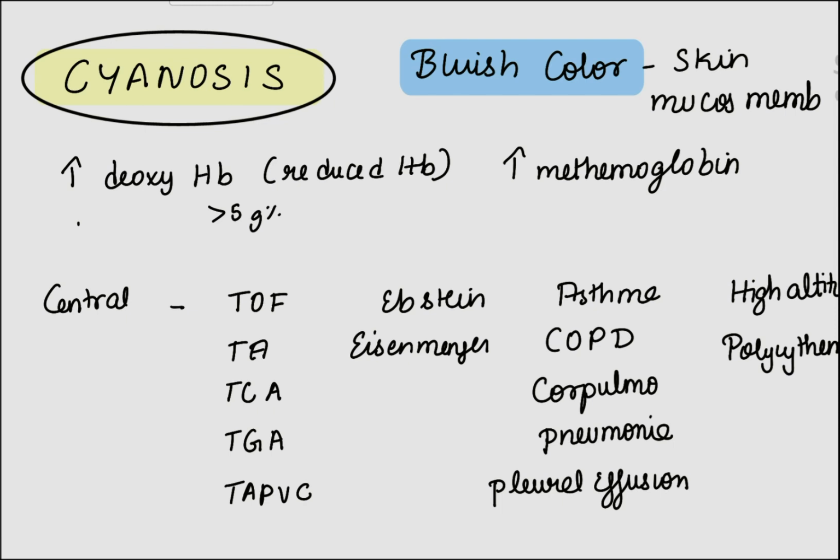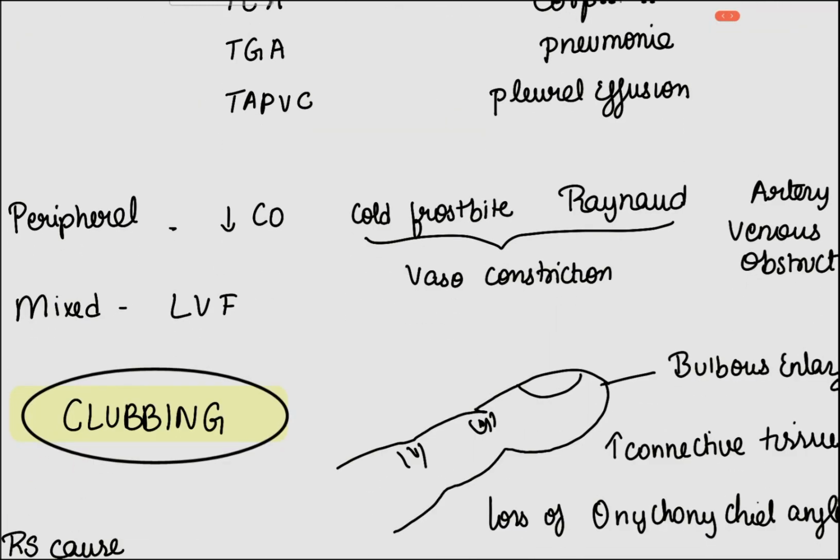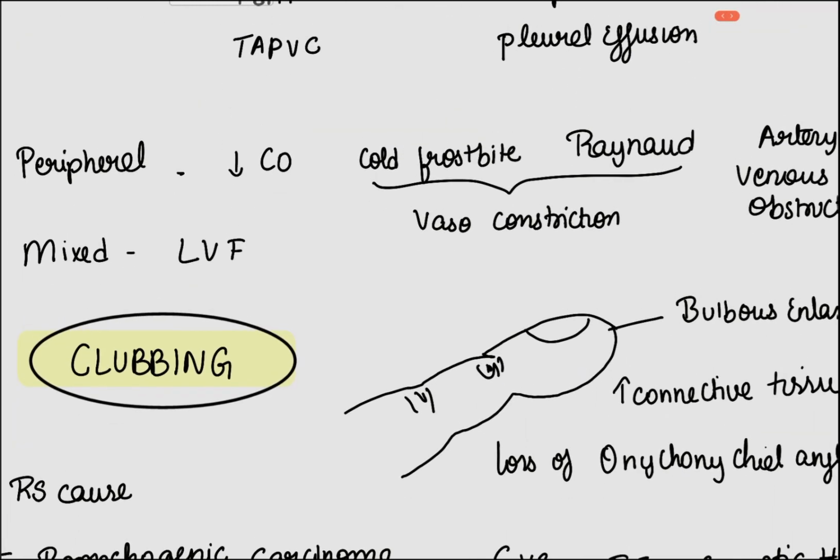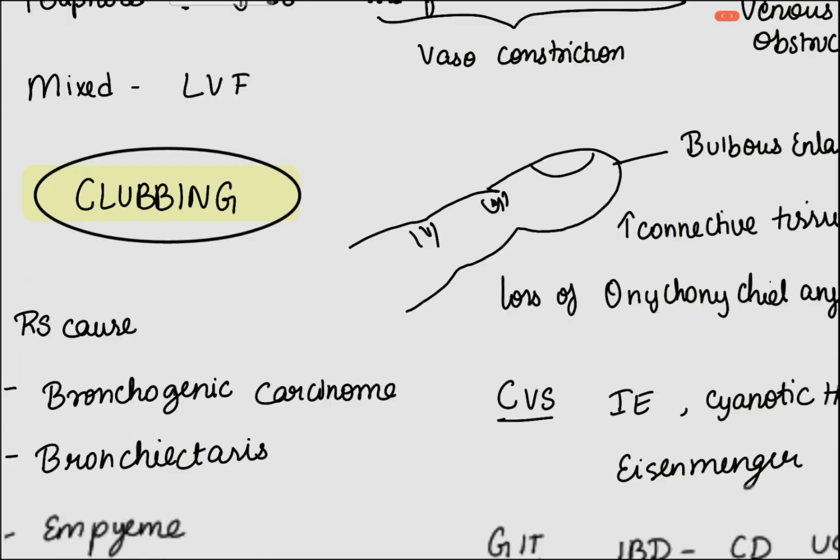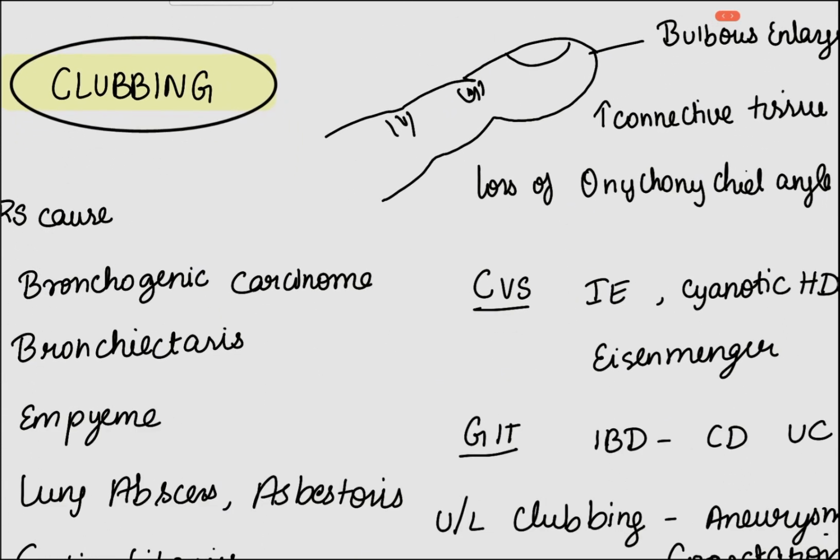In 2Es, we have Ebstein's and Eisenmenger syndrome, and other causes include asthma, COPD, lobar pneumonia, pleural effusion, high altitude, polycythemia. Then peripheral causes of cyanosis include decreased cardiac output, cold, frostbite, Raynaud phenomenon, vasoconstriction, arterial venous obstruction. In mixed form of cyanosis, it is left ventricular failure.